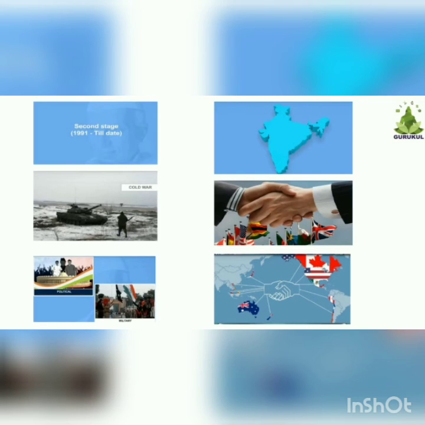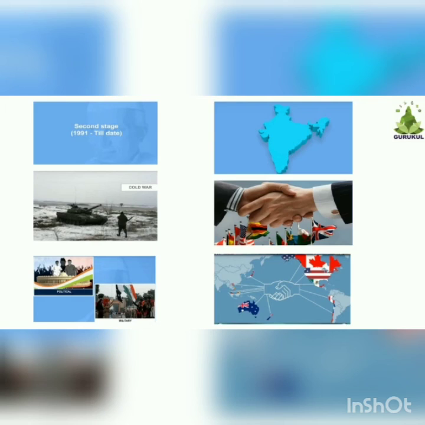Second stage. India's foreign policy became more comprehensive and dynamic in the second stage. In the post-Cold War period, the priority no longer remained political and military relations. Several other dimensions like economy, trade, education, and technology got included in foreign policy.